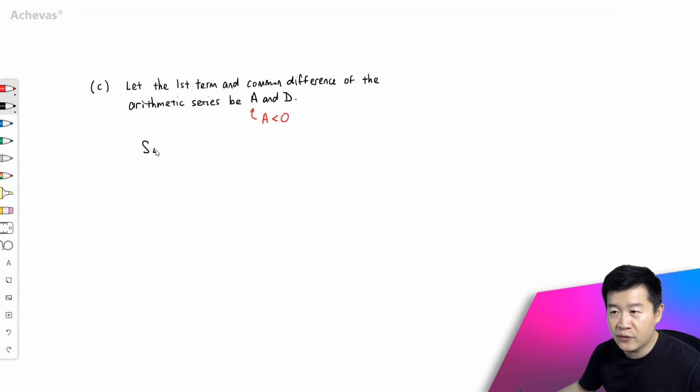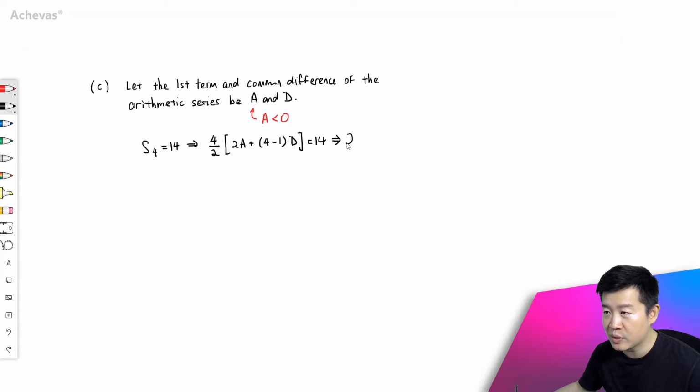So the sum of the first four terms is equal to 14, which will be 4 over 2, times 2 of the first term plus 4 minus 1 times the common difference. This is equal to 14. And if I simplify this equation, we will get 2a plus 3d, and this is equal to 7.